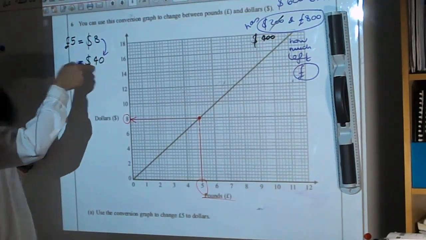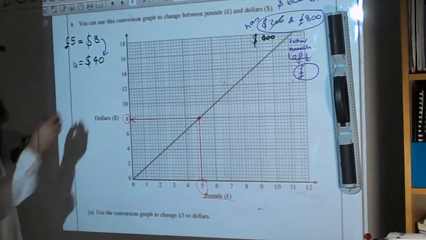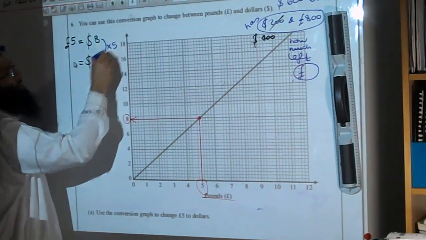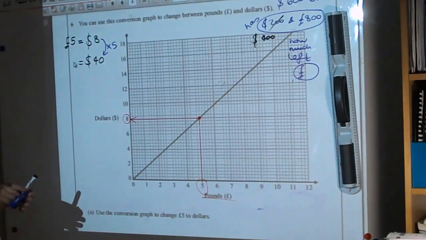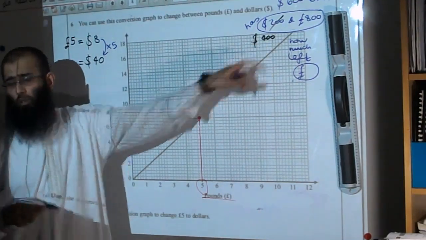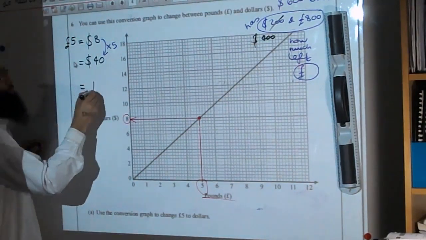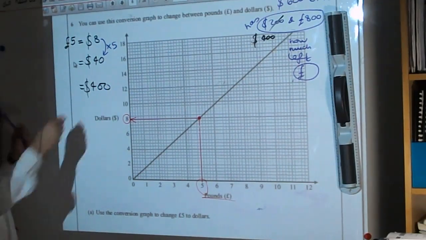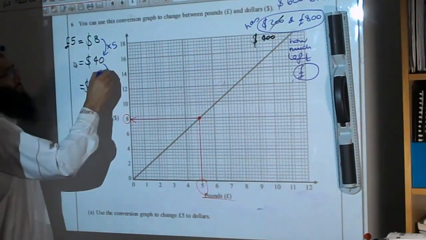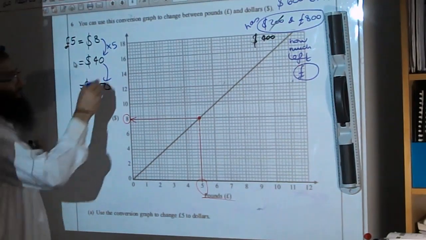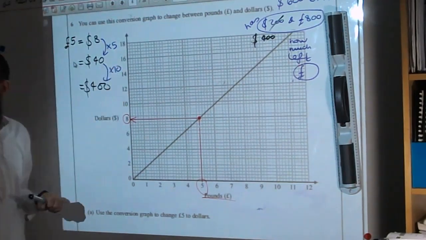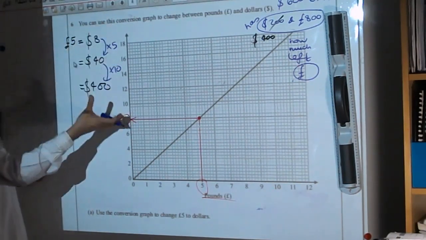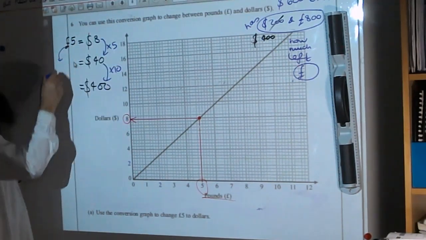How do we get from $8 to $40? By timesing it by 5. Good. But I don't actually want $40, I really want to get towards $400, so I'm doing it in steps. How do we get from $40 to $400? Times by 10. So you broke the question down into two pieces. Whatever we do on the right hand side, we have to do on the left hand side.